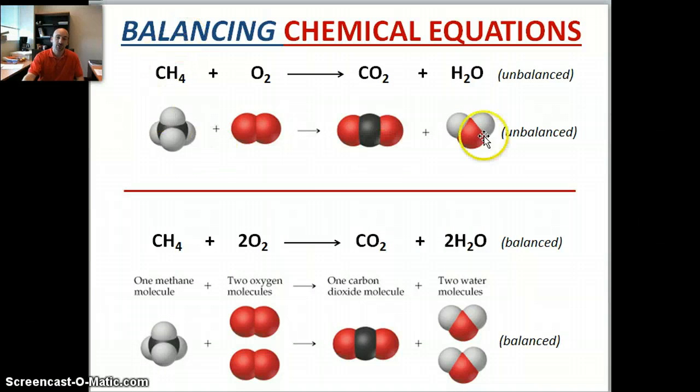So here we started with our unbalanced equation. We had CH4 plus oxygen gives carbon dioxide plus water. You can see that after balancing the equation, basically we have 2 molecules of oxygen gas that react with one molecule of CH4 to produce 1 molecule of CO2 and 2 molecules of water. This is our balanced chemical equation.